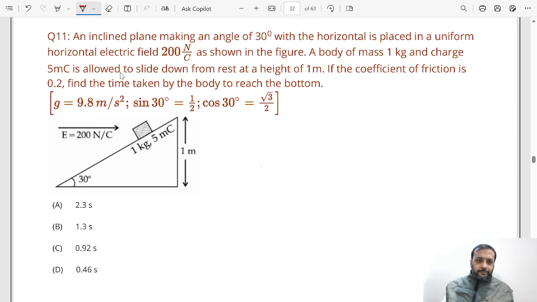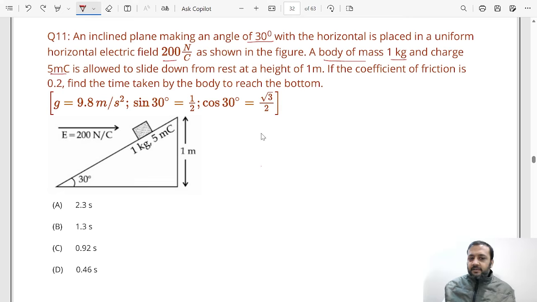All right. Now in this question, basically there is an inclined plane of angle 30 degrees, and there's a horizontal electric field of 200 Newton per Coulomb. A block of mass 1 kg and charge 5 millicoulomb is allowed to slide from rest from a height of 1 meter, so you can say from the top. The coefficient of friction is also present, which is 0.2, and we have to find the time taken by the body to reach the bottom.